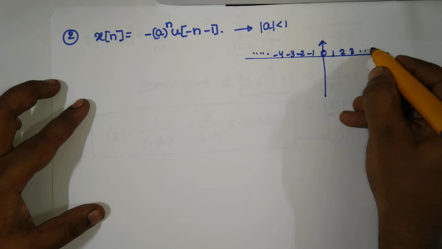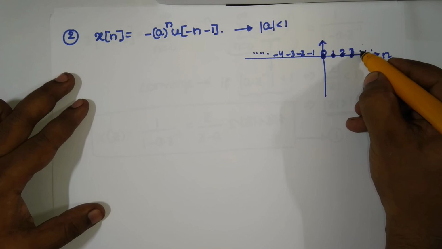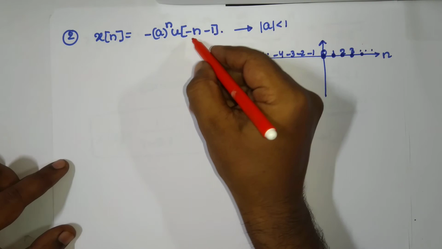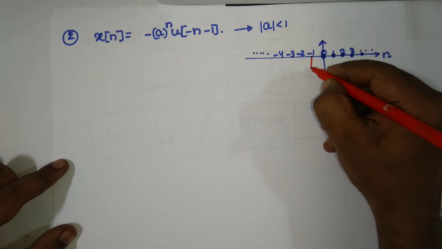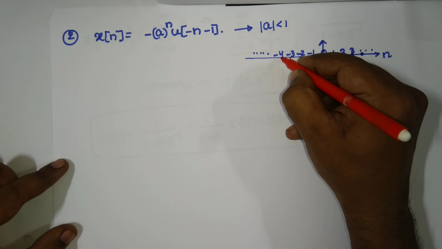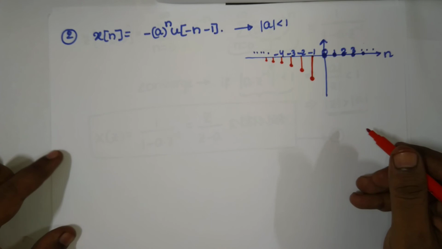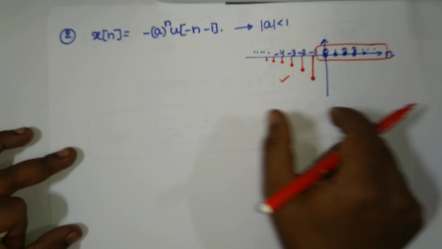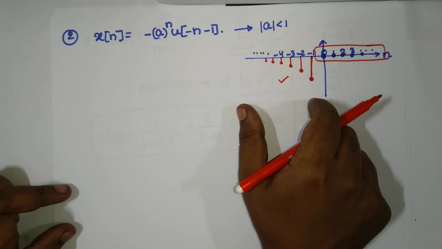So there is no life for the sequence towards the right-hand side. If you draw it out, you get a sequence towards the left-hand side. This is u of minus n minus 1, so you will get it like this, with minus 1, minus half, and so on. From minus infinity to minus 1 you have life, and on the right side there is no life. This is a left-handed sequence, therefore it is anticausal.